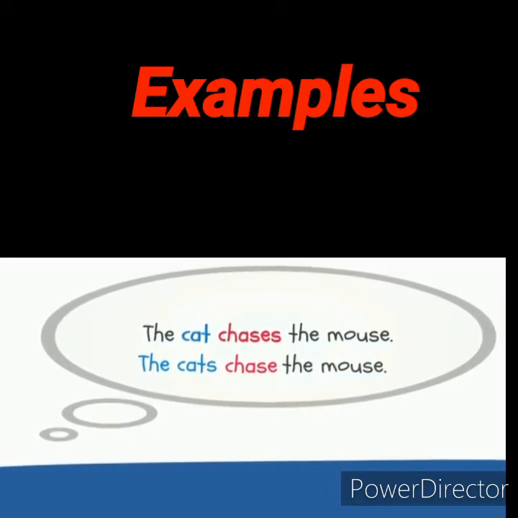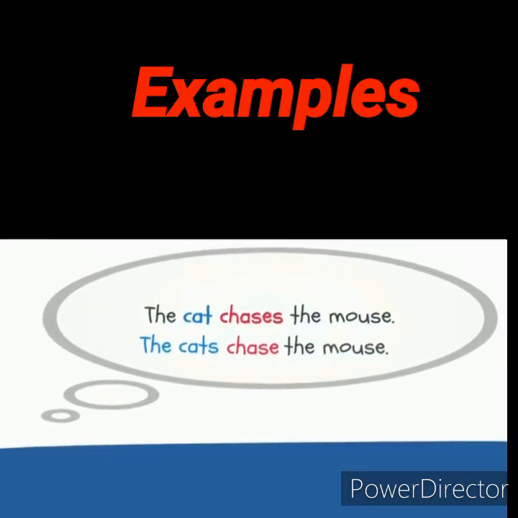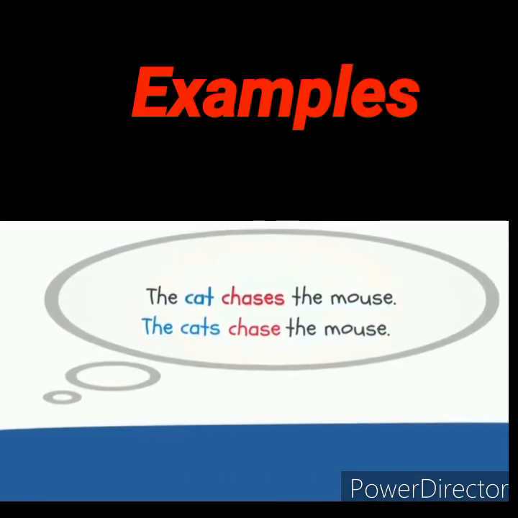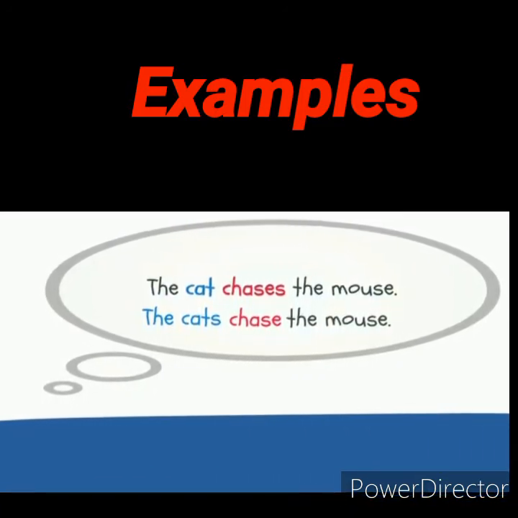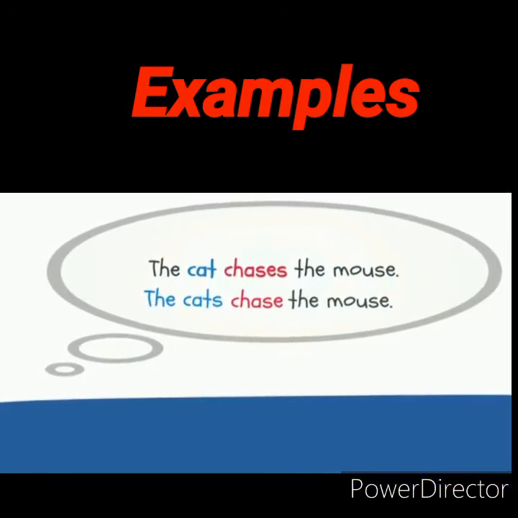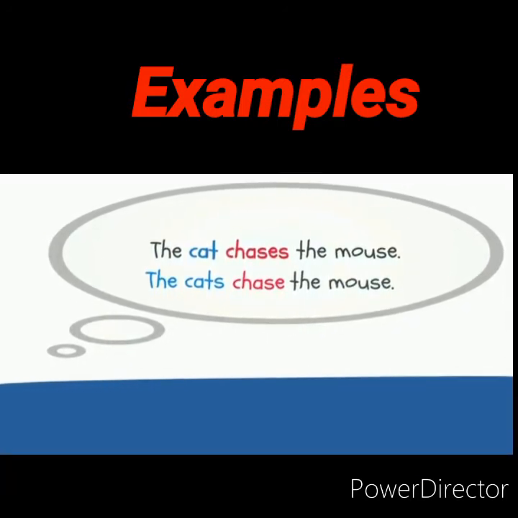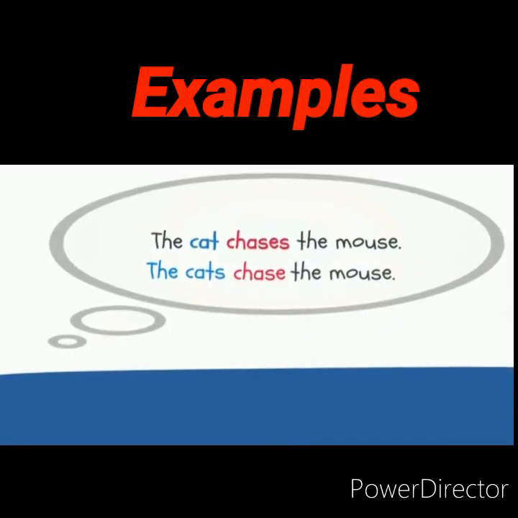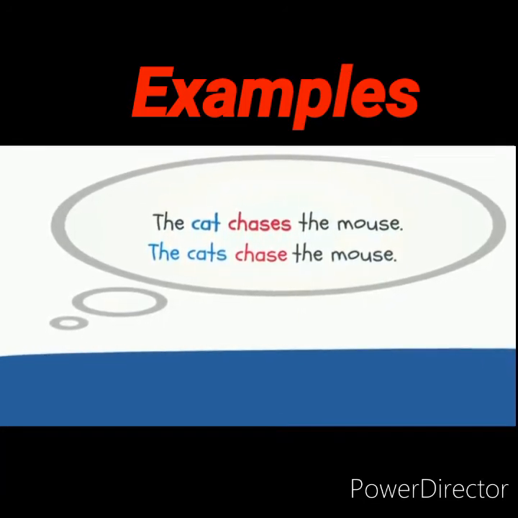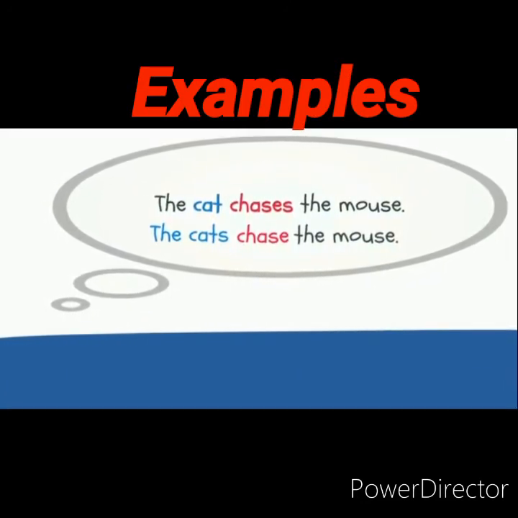Similarly, see the next sentence. The cats chase the mouse. Identify the subject. The subject is the cats. Next, identify the verb, the action that is being done by the subject, that is chase. Now, see whether the subject is singular or plural. It's plural. So, the verb will also be plural. So, it is chase. As I said, plural verbs remain the same.